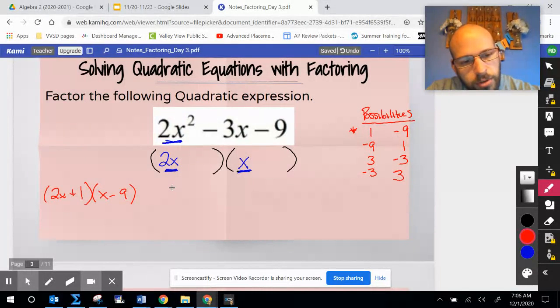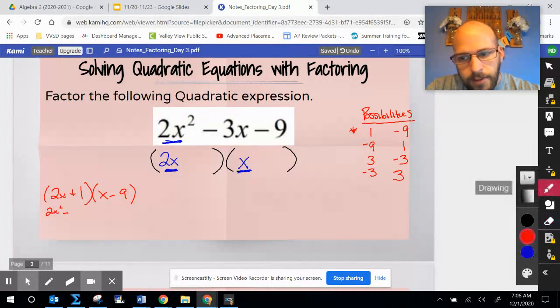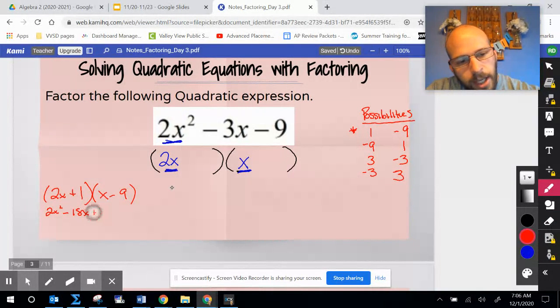And if I distribute, 2x times x is a 2x squared. 2x times a -9, oops, is going to be a negative 18x, and then 1 times x is a 1x, and 1 times a negative 9 is a negative 9. And I'm starting to look at this. Negative 18 plus 1 is a negative 17x minus 9.